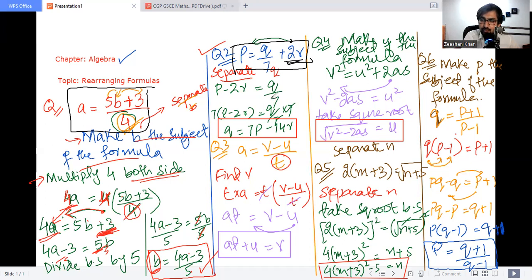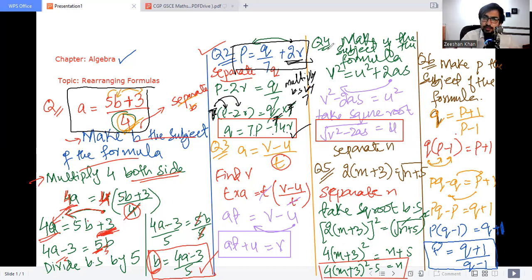Now, if we want to remove this 7, which is in the denominator, as I have explained earlier, if you want to remove a number which is in the denominator, multiply with that number both sides. So we will multiply both sides by 7, because I want to remove this 7. We have multiplied 7 over here and 7 over there. So this 7 will cancel out with this 7. So q will become 7 bracket p minus 2r. Now I will multiply this 7 to the inside of the bracket. So 7 times p is 7p, and minus 7 times 2 is 14r. So this is what we got, and this is the answer.